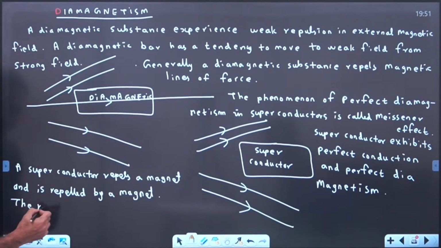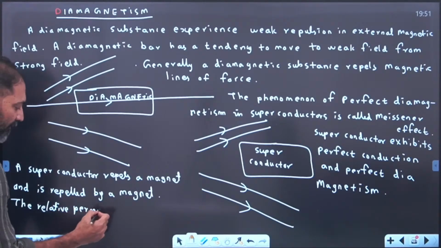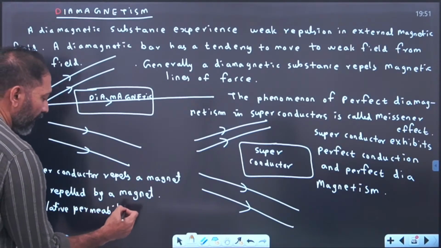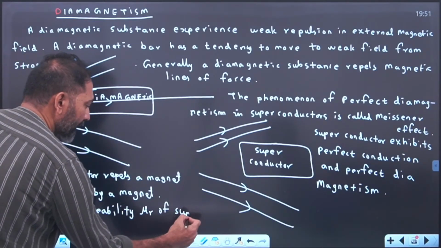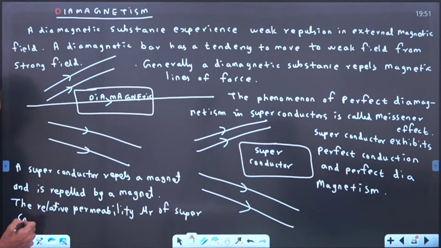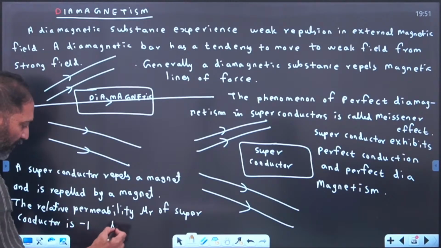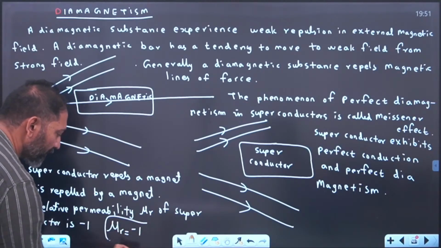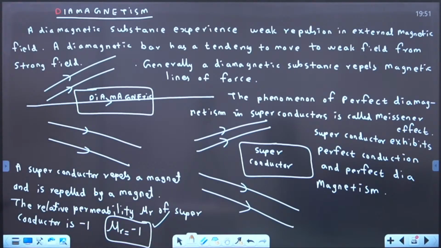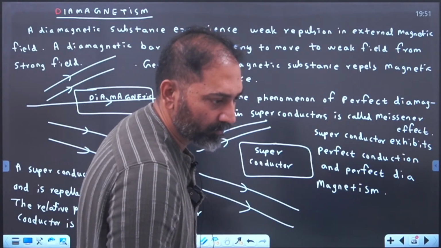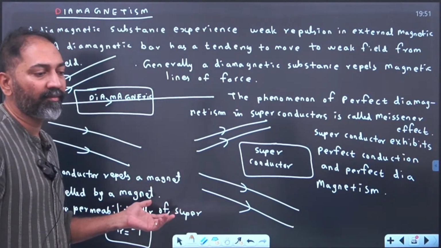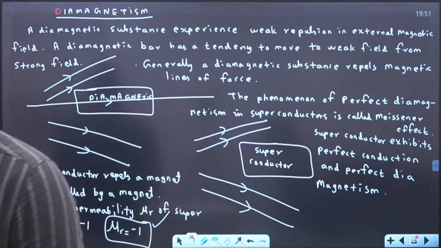The relative permeability, what is relative permeability? Mu r of a superconductor is -1. Mu r equal to -1 for a superconductor. You have to learn that value by heart. Text was already inverted. Please note it down.